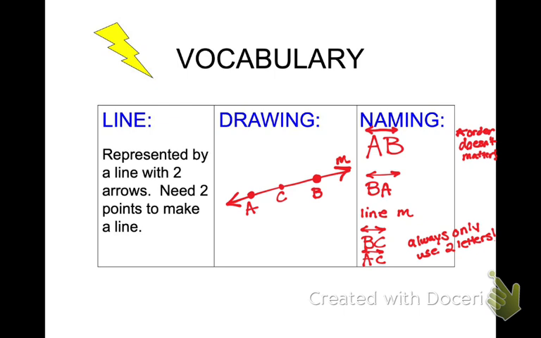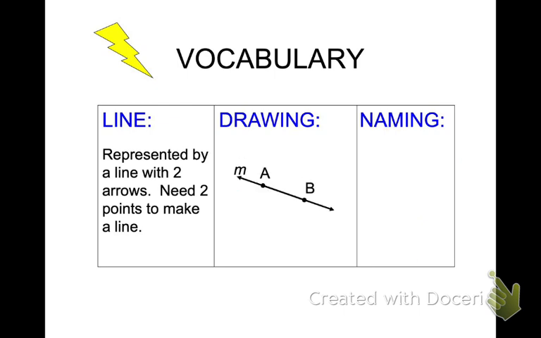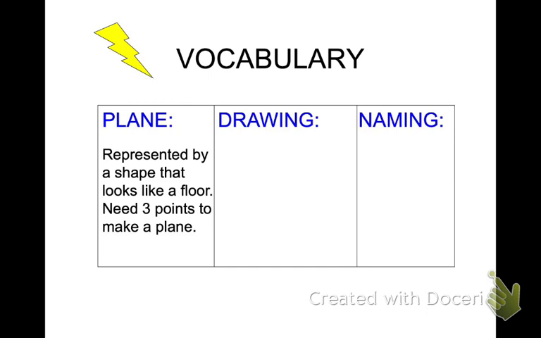All right, so we've got our points, we got our lines. Now let's go to our plane. So when we're talking about a plane, it's going to be represented by a shape that looks like a floor. Usually we use a parallelogram for that. You need 2 points to make a line. You need 3 points to make a plane.